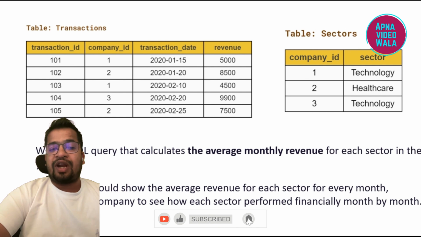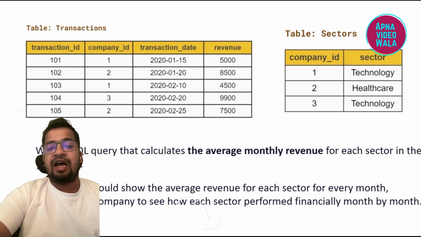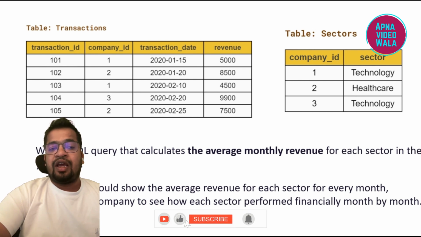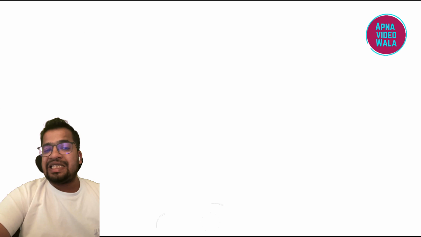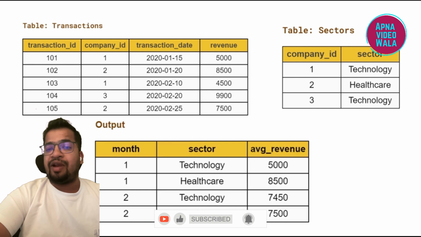Now your goal is to write a SQL query that calculates the average monthly revenue for each sector in the year 2020. Your output should show the average revenue for each sector for every month, allowing us to see how each sector performs financially month by month. The output should have columns like month, sector, and the average revenue for that particular month and sector.